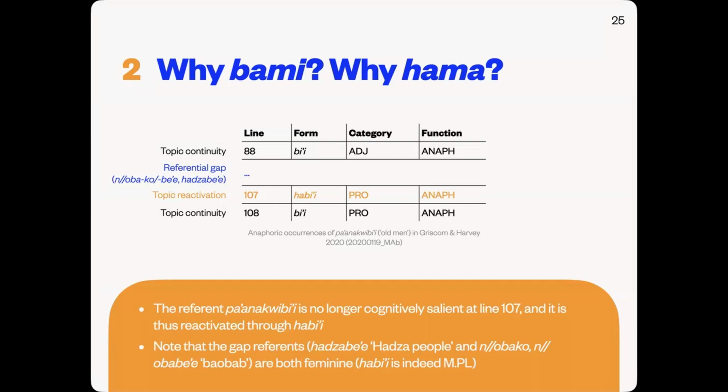And for this reason, the speaker cannot use the bami set, the BE we would have expected, because the referent is simply too far away in a cognitive sense, and they need to use a more salient demonstrative, such as the proximal hama, to reactivate them. And you have to bear in mind that the gap reference, Adzabe and Nobako, are both feminine, so there wouldn't be any ambiguity with Abihi.